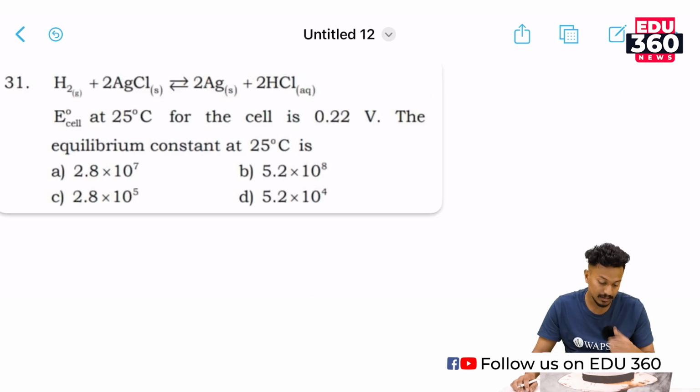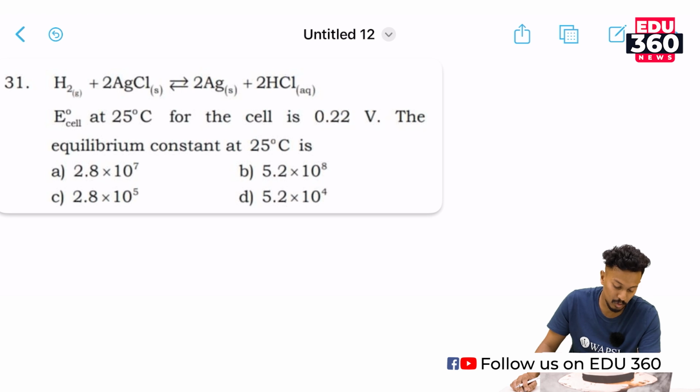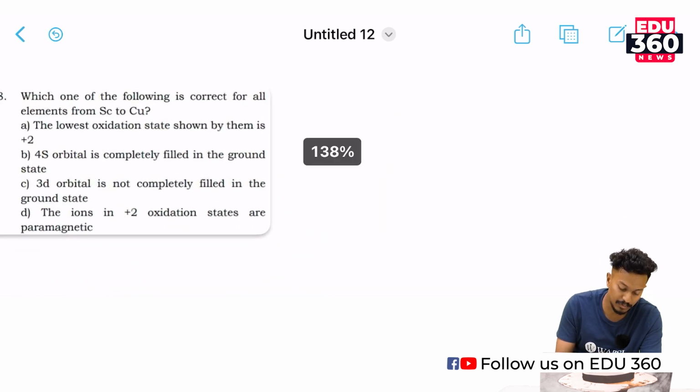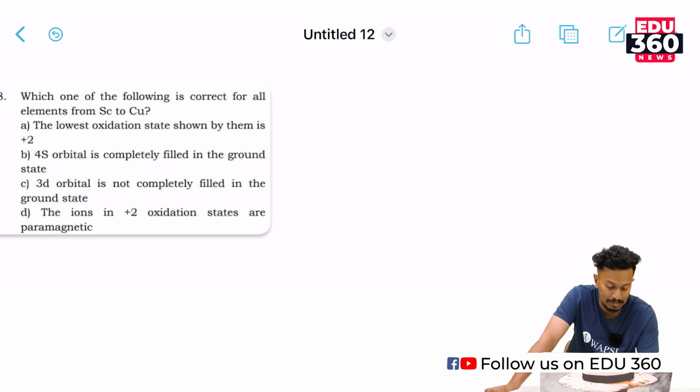When dihydrogen is treated with sodium chloride, okay, I think we have discussed this question before. We'll move on to the next one. Which one of the following is correct for all elements from scandium to copper? Yes, d block elements, scandium to copper. The lowest oxidation state shown by them is +2.